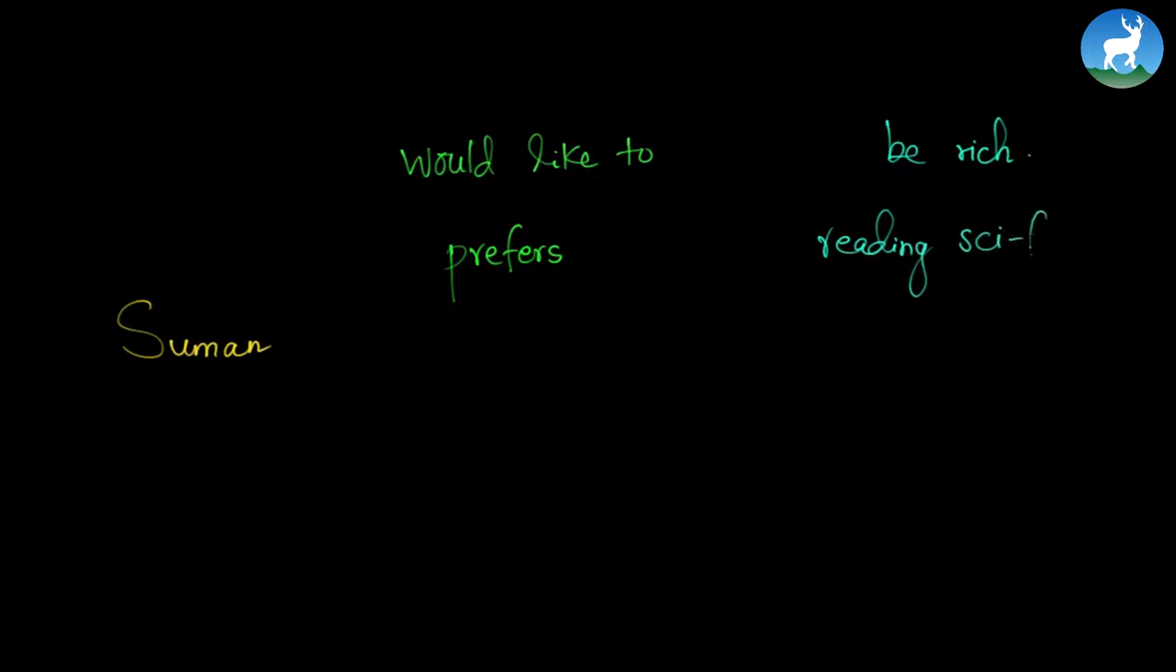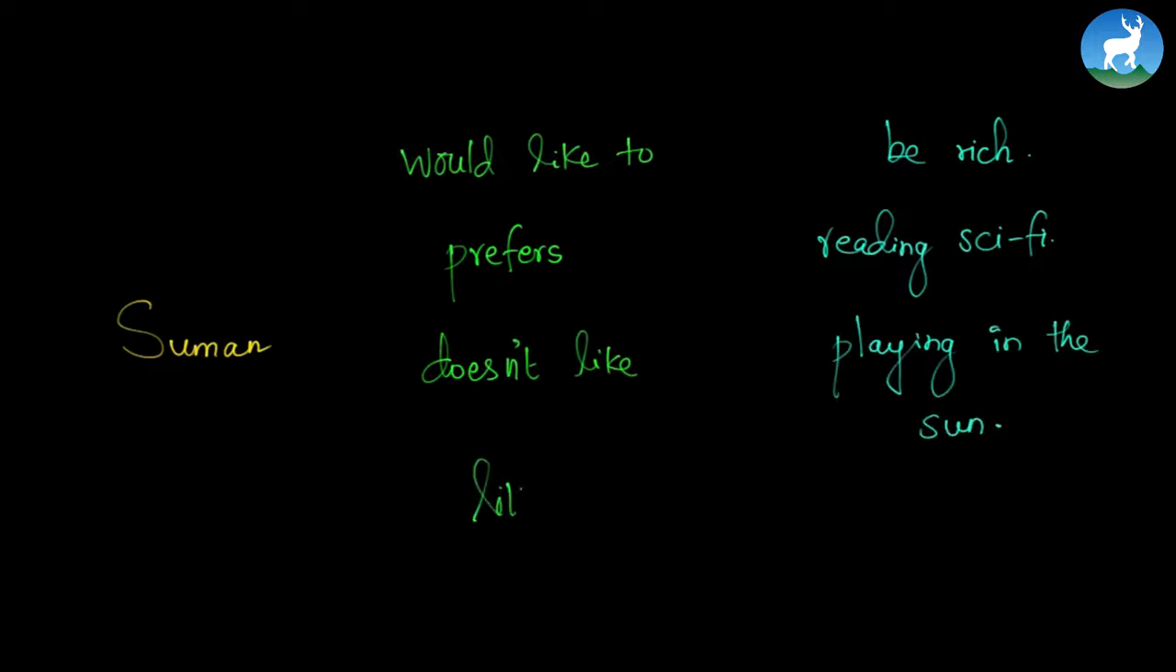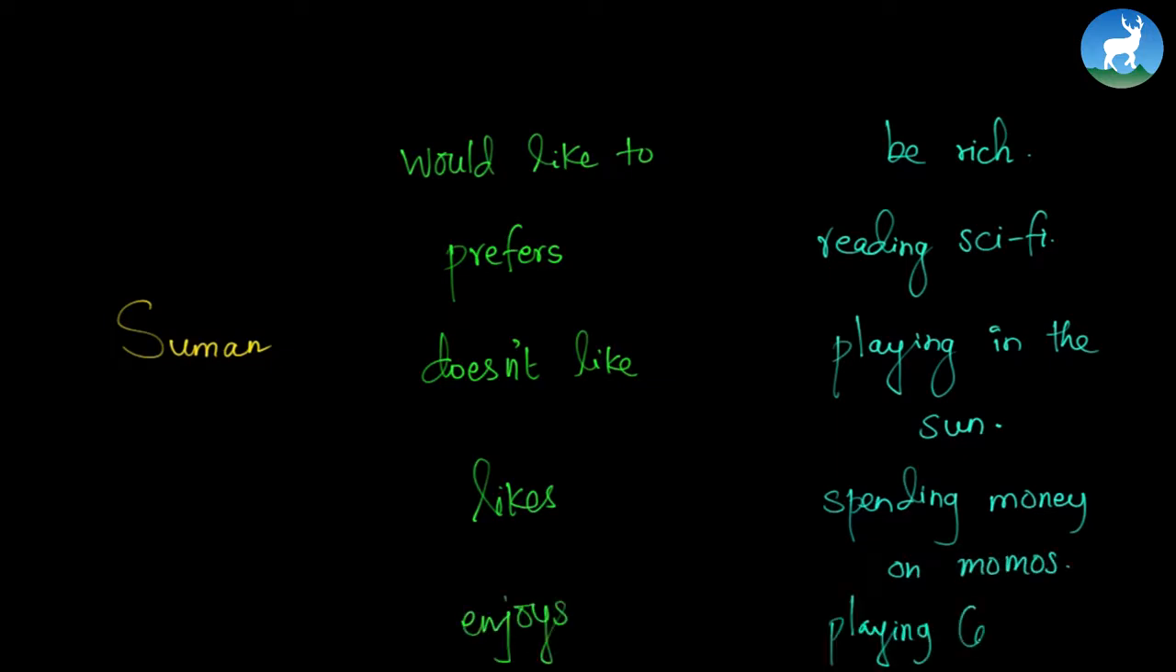You can start by saying something like, Suman would like to be rich. Suman prefers reading sci-fi. What is sci-fi? Sci-fi is science fiction. Suman doesn't like playing in the sun. Suman likes spending money on momos. Suman enjoys playing Candy Crush. So these are some of the examples that would help you to learn about the preference structures.